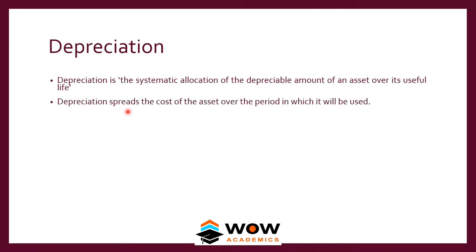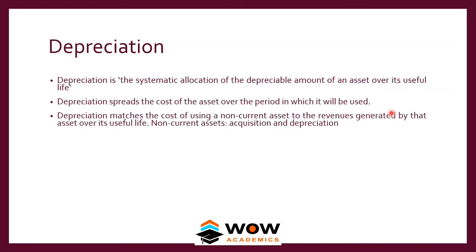Depreciation spreads the cost of the asset over the period in which it will be used. So that is the 10 years. Depreciation matches the cost of using a non-current asset to the revenues generated by that asset over its useful life. So normally what we think is depreciation is something like a reserve. So every year we are going to deduct 10,000 from the P&L or profit, so we save that 10,000 rupees and finally we'll buy a new machine. So it's not like that.